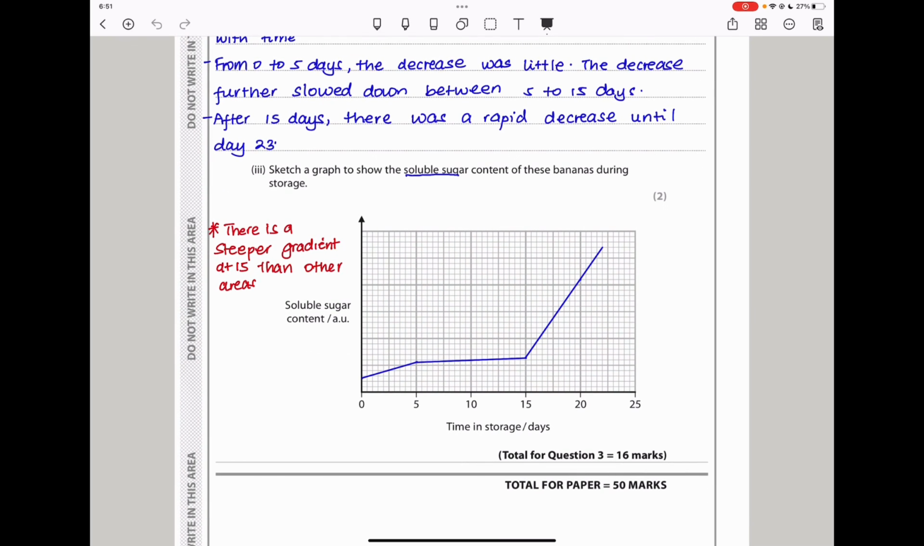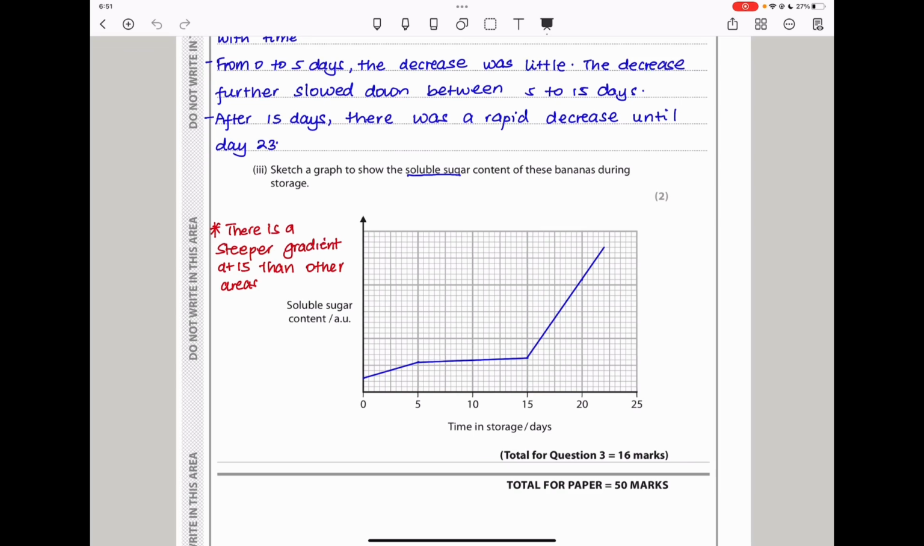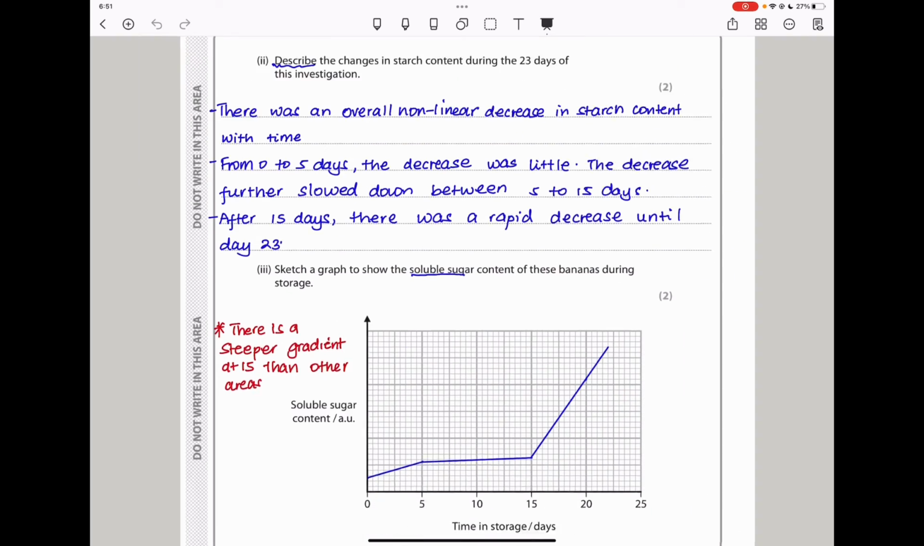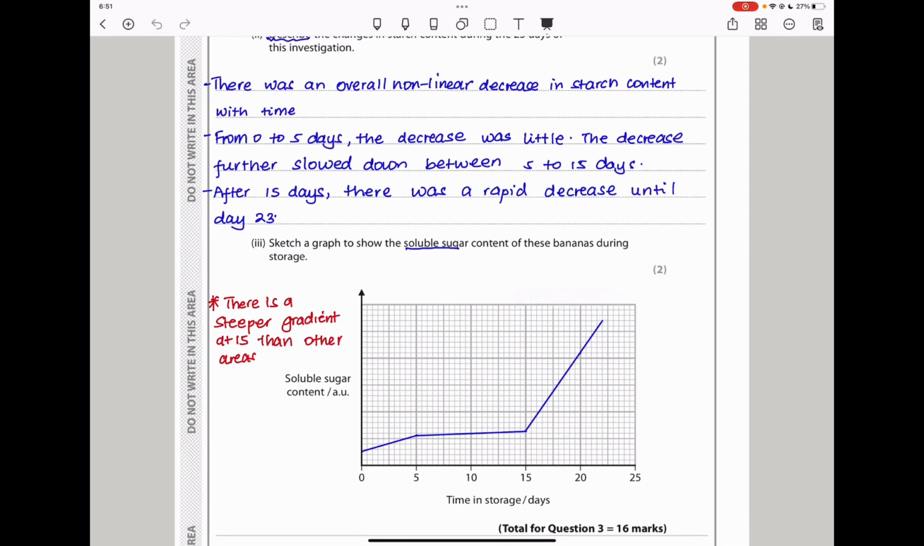So lastly here they say, sketch a graph to show the soluble sugar content of the bananas during storage. So this is going to be based on the graph you have this side. Of course, we can see there is a decrease. This is going to be less. So we expect the sugar that is in the solution to be a little bit less. Then there is a slower decrease here, and then we can see the rapid decrease. So from day 15 to day 23, the graph you have to draw should be higher. Like you can see here, day 15 to 23, I drew a little bit higher. You can see there is a bigger increase. So initially we have less. Then it's no longer steep, it's almost constant.